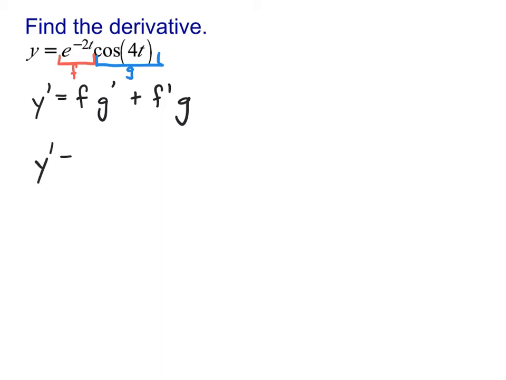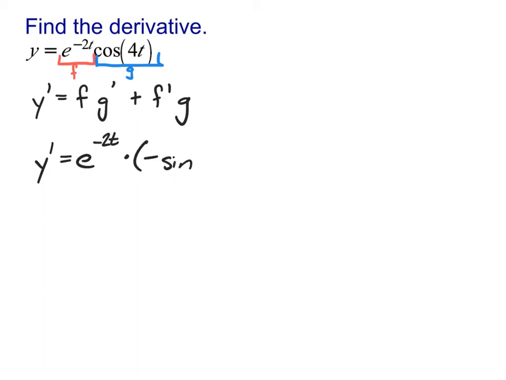All right, so we're going to go y prime equals. First of all, f, that's original. So it's that original first part, just that e to the power of negative 2t. And that's going to be times the derivative of g. So that's going to be now the derivative of cosine of 4t. Well, what's the derivative of cosine? Negative sine, yeah. So this is going to be times a negative sine.